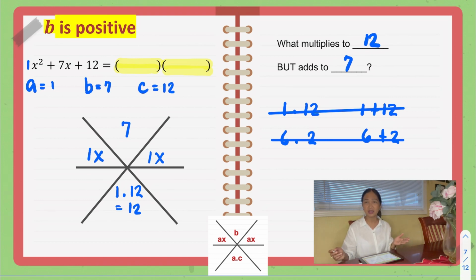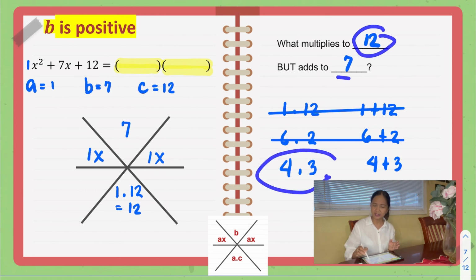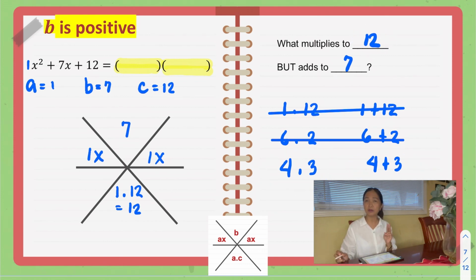And I'm going to think again, what are other possible factors of 12? I would think 4 times 3, is it not? 4 times 3 is 12. And when you add 4 and 3, 4 plus 3 is equal to 7. And that is the sum that we are looking for. What multiplies to 12 but adds to 7 are the numbers 4 and 3. 4 and 3 are your magic numbers. And we are going to write these magic numbers on these empty spots right here.